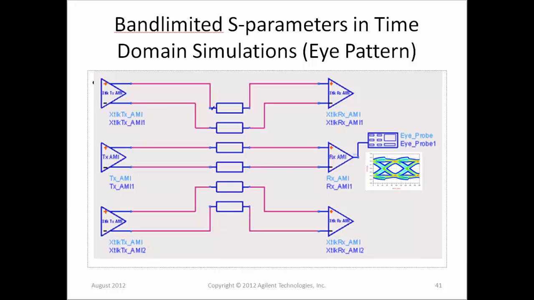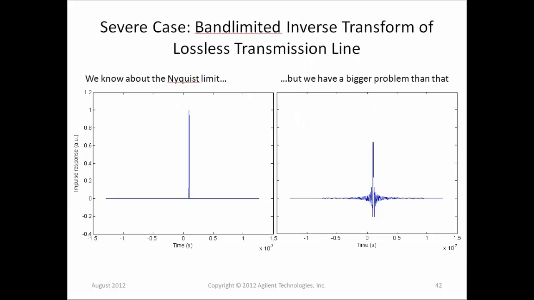This can be very tricky. So this is a very severe case. I'm going to look at the severe case, which is a band-limited inverse Fourier transform of a lossless transmission line. So a lossless transmission line wants to have its frequency response specified right up to infinity. There's no losses, and I'm going to band limit it and do the inverse transform.